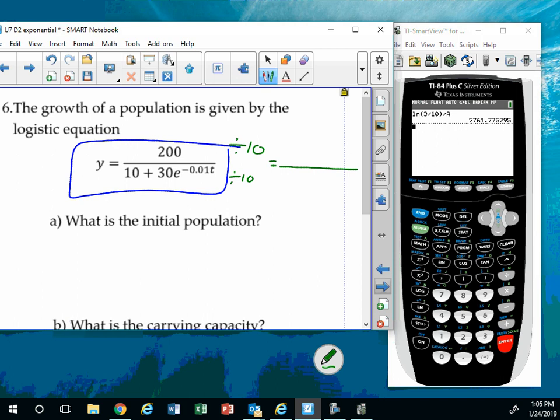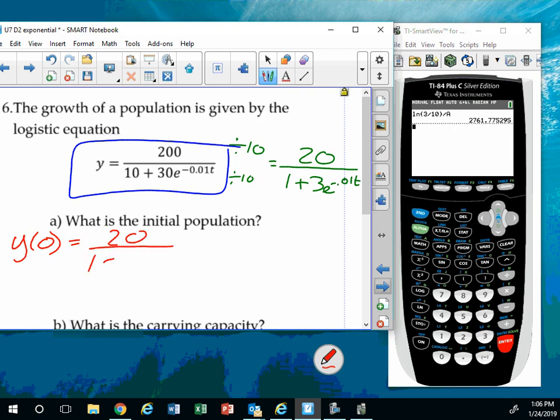Is this for only part A, or in general? That's just in general, because my formula is 1 plus. So I divided by 10, that gives me 20, right? This gives me 1 plus 3 e to the negative 0.01 t. So, what is the initial population? No, initial population is not 20, and it's not 3 either. You have to plug in 0 for t. Initial population means when you plug in 0 for t.